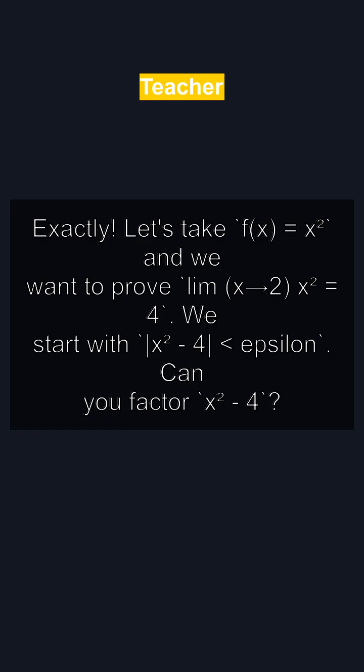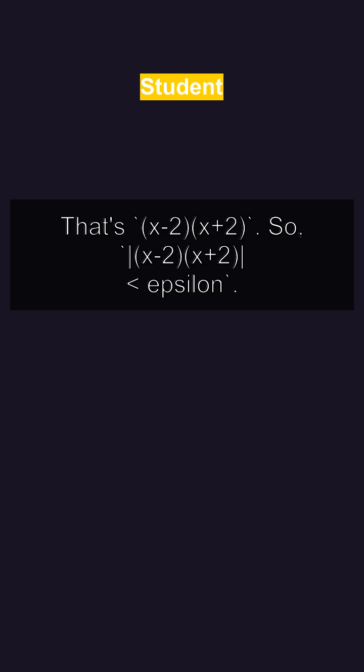Exactly. Let's take f(x) = x^2 and we want to prove the limit as x approaches 2 of x squared equals 4. We start with |x^2 - 4| < epsilon. Can you factor x^2 - 4? That's (x - 2)(x + 2). So, |x - 2||x + 2| < epsilon.